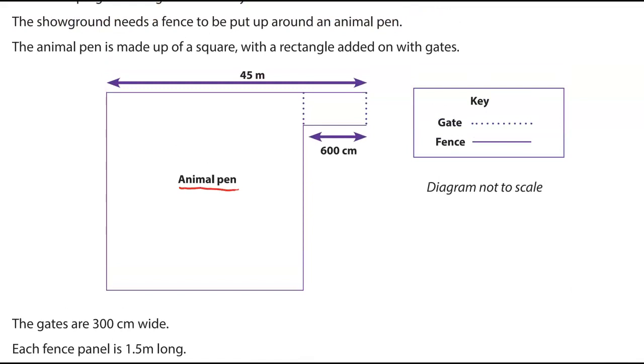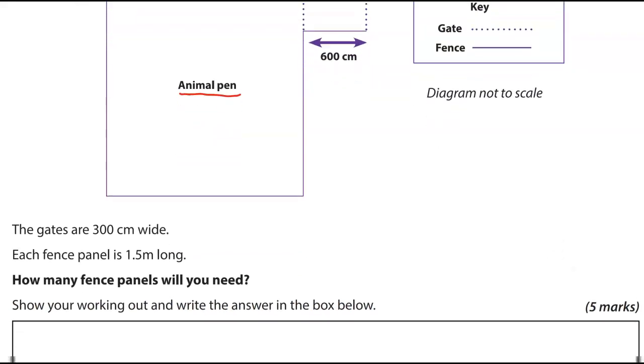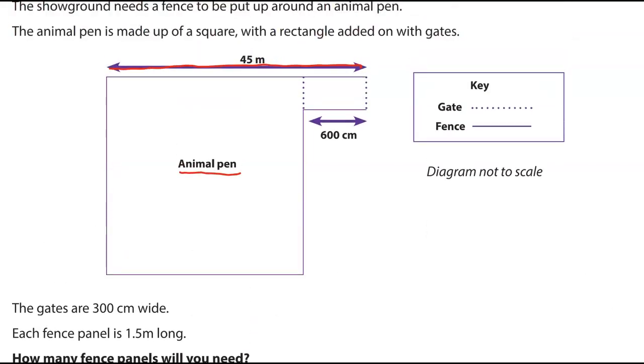So here we have the animal pen. We're going to go around to put up the fence. So we've got this length given to us, which is 45 meters. Each fence panel is 1.5 meters long. So how many can we fit along that? So 45 divided by 1.5, which is 30. So we can fit 30 along this line.